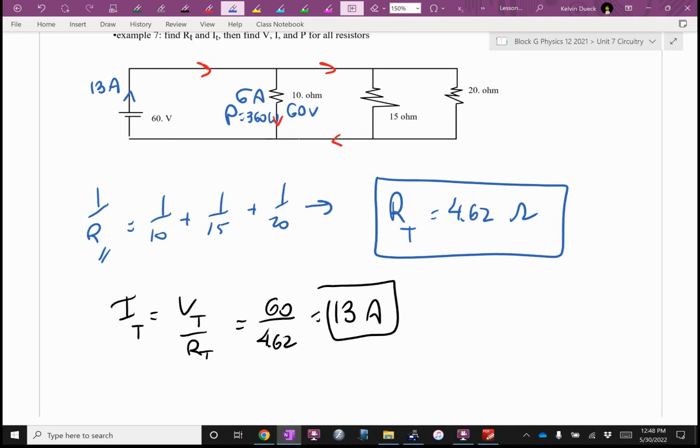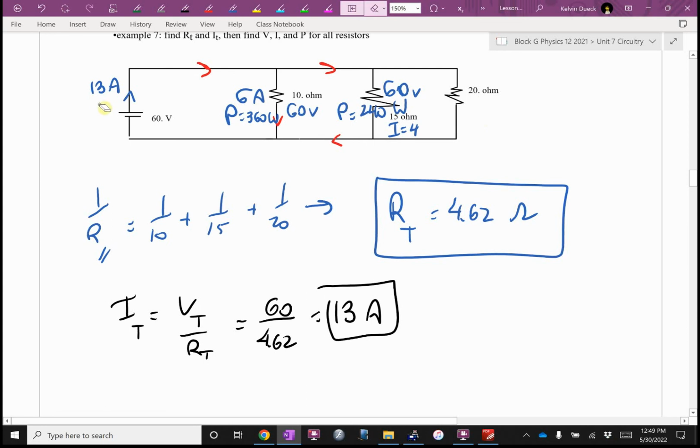I can repeat the same trick for this loop. How many volts must I be losing through this resistor? How many amps? How many watts? 240. How many volts must I be losing through this resistor? 60. Or I could do it this way.